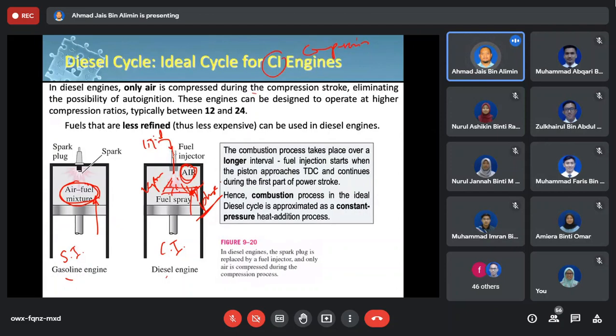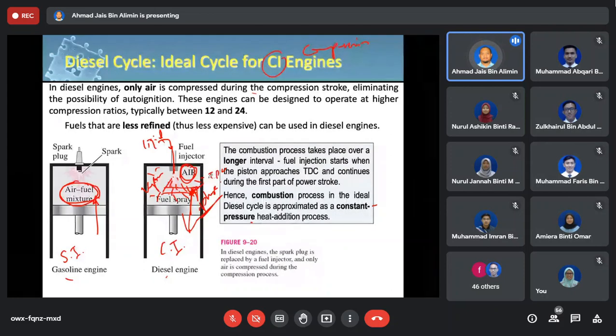And then once it reaches the TDC, the fuel will be injected, and because everything is happening at the same pressure and temperature, explosion happens here, and then you get the combustion and push the piston downwards. Okay. The combustion process takes place over a longer interval as opposed to the spark ignition process. Combustion process in the ideal cycle is approximated as constant pressure. Okay, because the injector will inject the diesel fuel once the piston reaches the TDC.